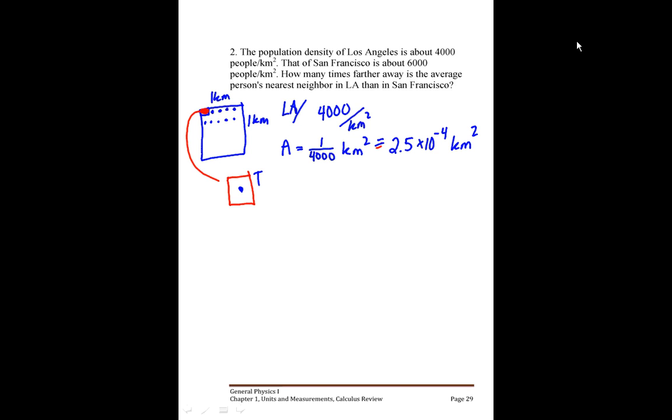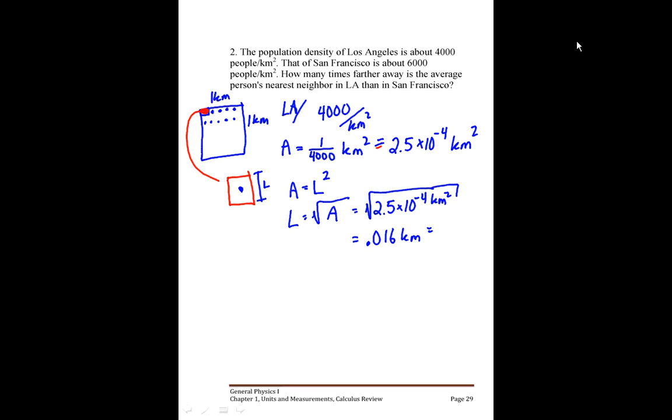And I want to know what is this distance. All right, what I'll call this distance L. Area is equal to length squared. So length is equal to the square root of the area. So that distance L is the square root of 2.5 times 10 to the minus 4 square kilometers. And then that gives me the distance on the side of the area of each person. So that is going to be 0.016 kilometers.